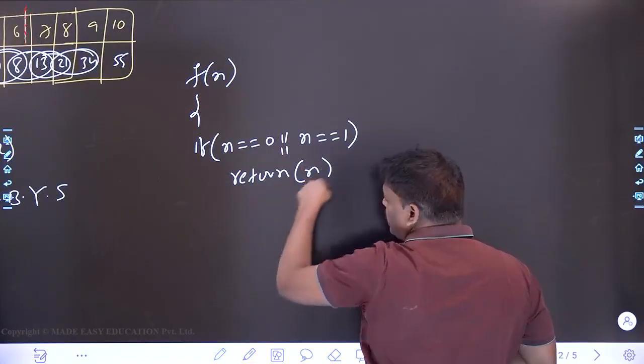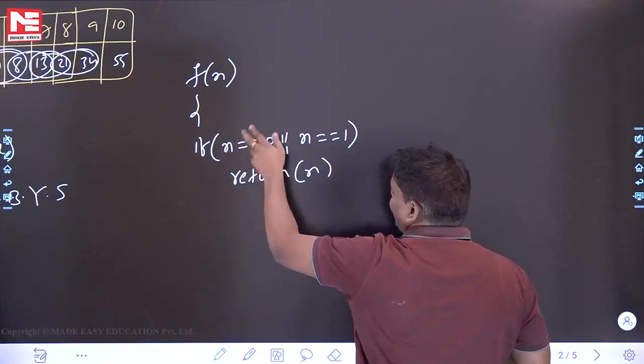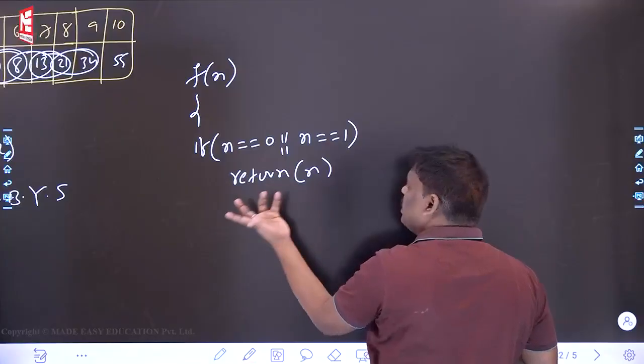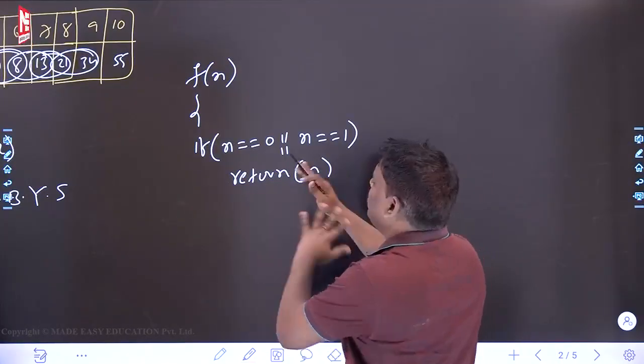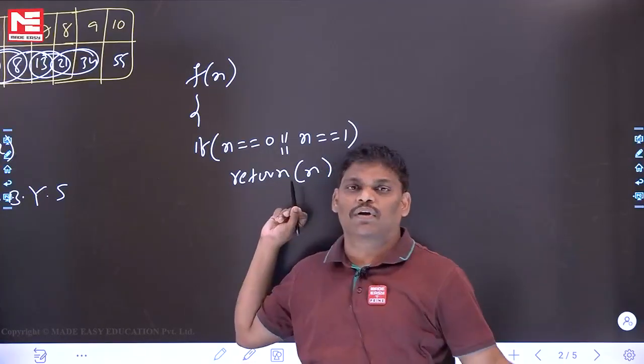What is there in that? If you want, you can write this entire story in 3 lines also, yeah, 4 lines also. If n is 0, return 0. If n is 1, return 1. Like that also you can write. Combinedly, I return n. Meaning-wise it is the same. You write whatever way you want.